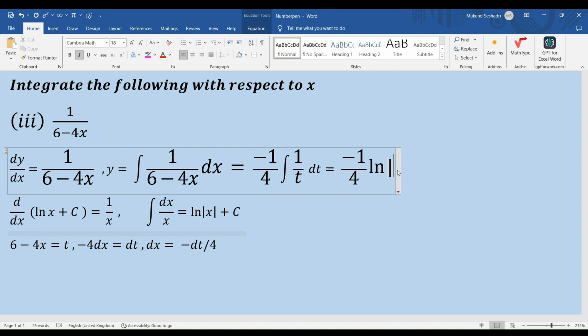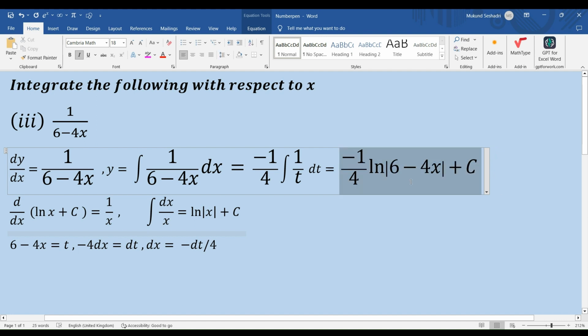right, plus c. And then I'll have to put back my final answer in terms of x, and what is my t here in terms of x is nothing but 6 minus 4x, right? So I replace my t which is 6 minus 4x, and there I have my final answer. Everything is in terms of x along with my arbitrary constant. So let me highlight my final answer in pink.